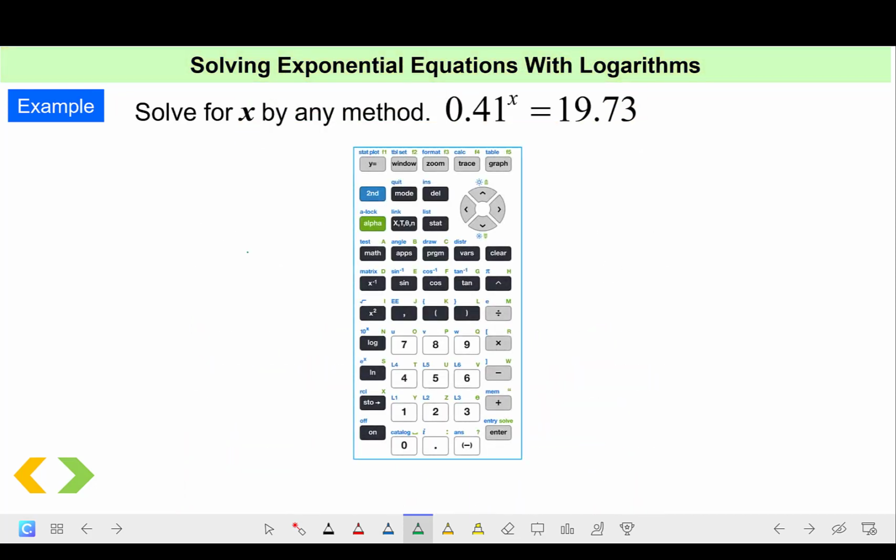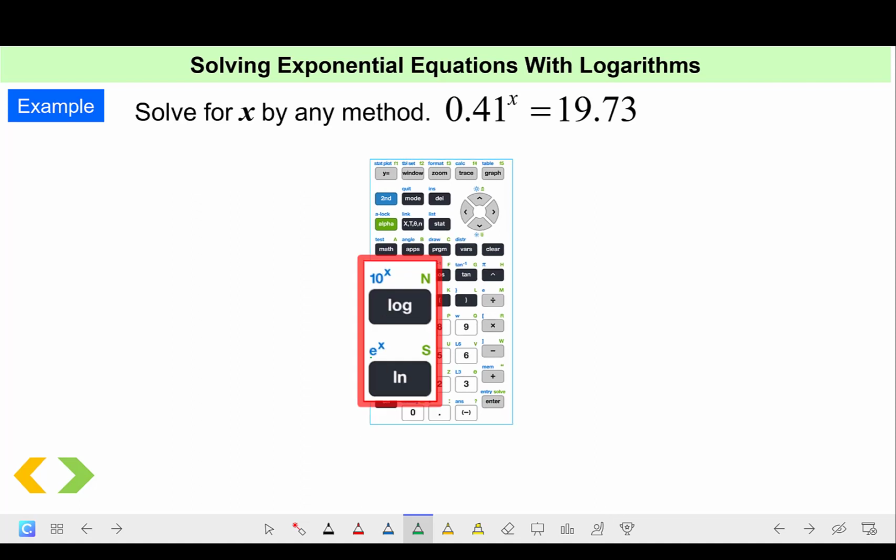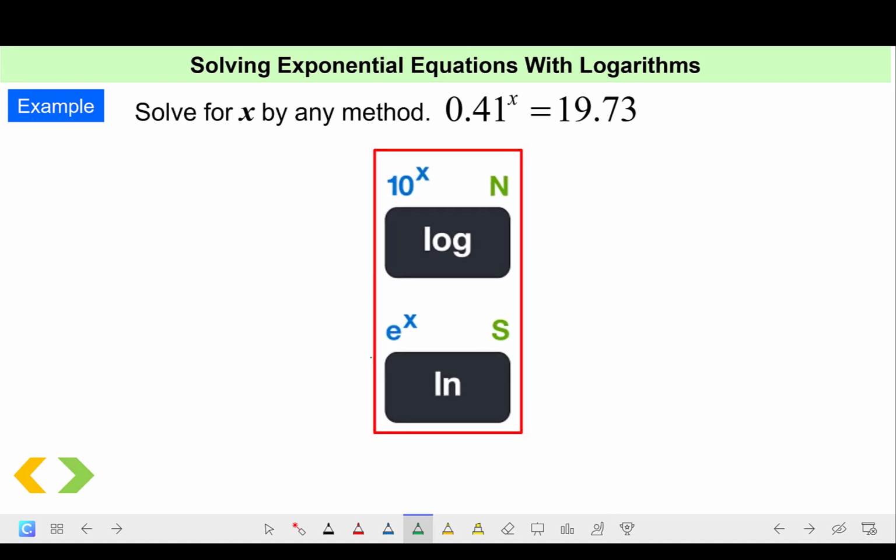Okay, so grab your calculator real quick. This is a TI-84, but whatever calculator you have, almost certainly it's going to have these two buttons here, highlighted down here. Now, what are these two buttons? Well, obviously there's going to be a log here, and notice that right above it, that's its inverse, right? These guys are inverses of each other, so that means this is a base of 10.